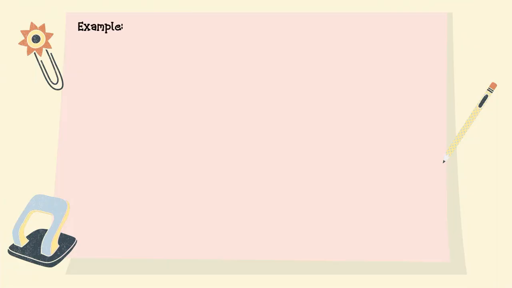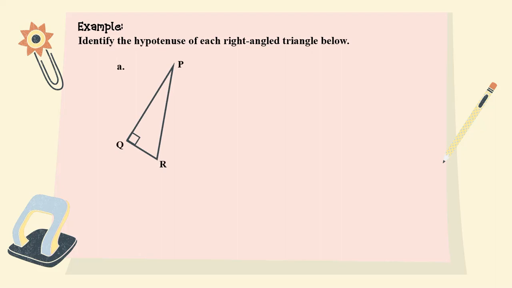Okay, next, we look at the example. Identify the hypotenuse of each right angle triangle below. So given like this, we want to identify. So which one is the longest side? Or if you cannot identify which one is the longest side, we look at the 90 degree. So for this case, this is 90 degree. So opposite to 90 degree, opposite to the right angle is PR. So the hypotenuse is PR.